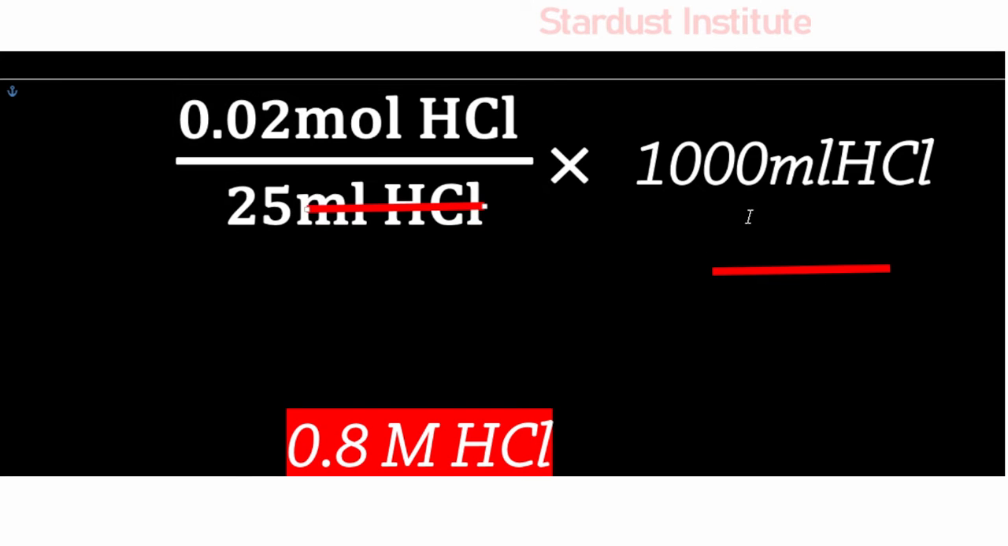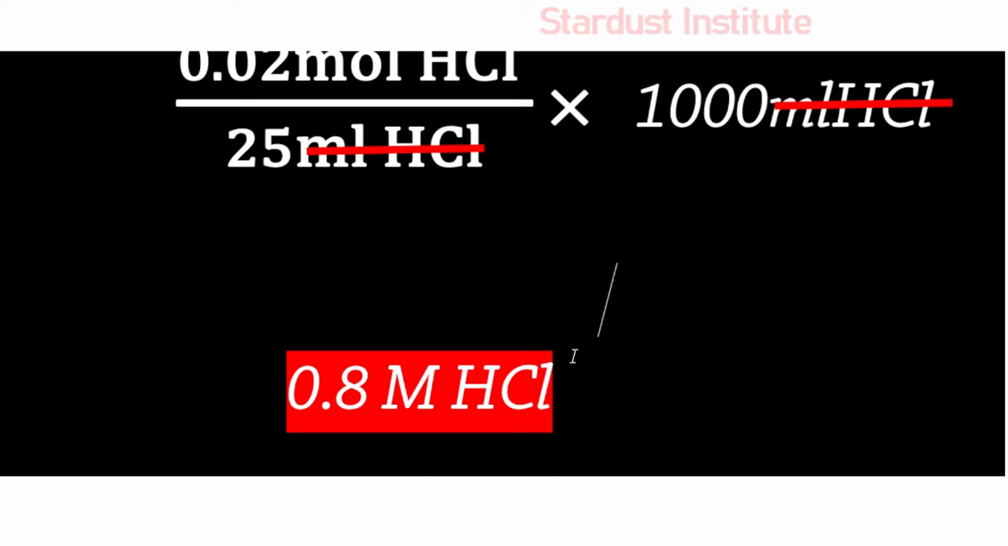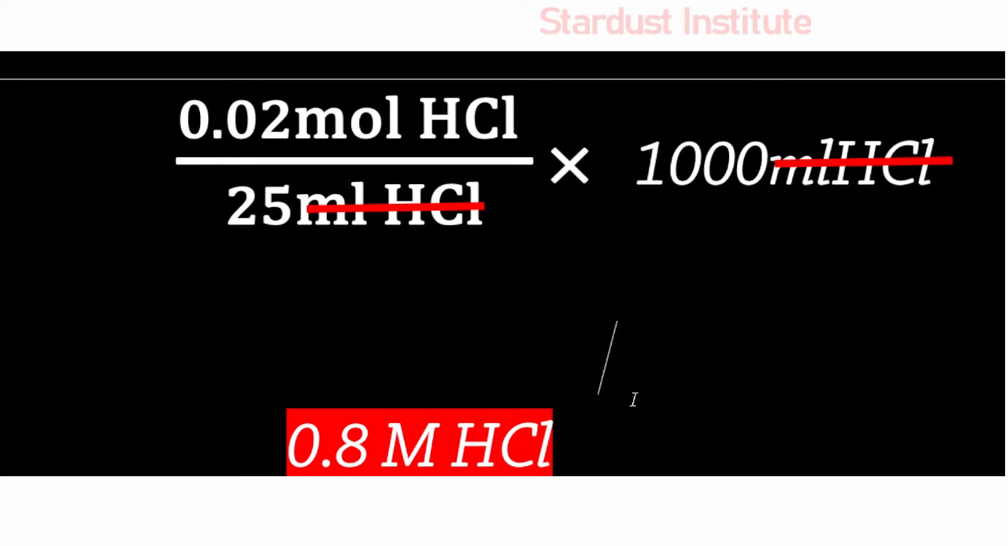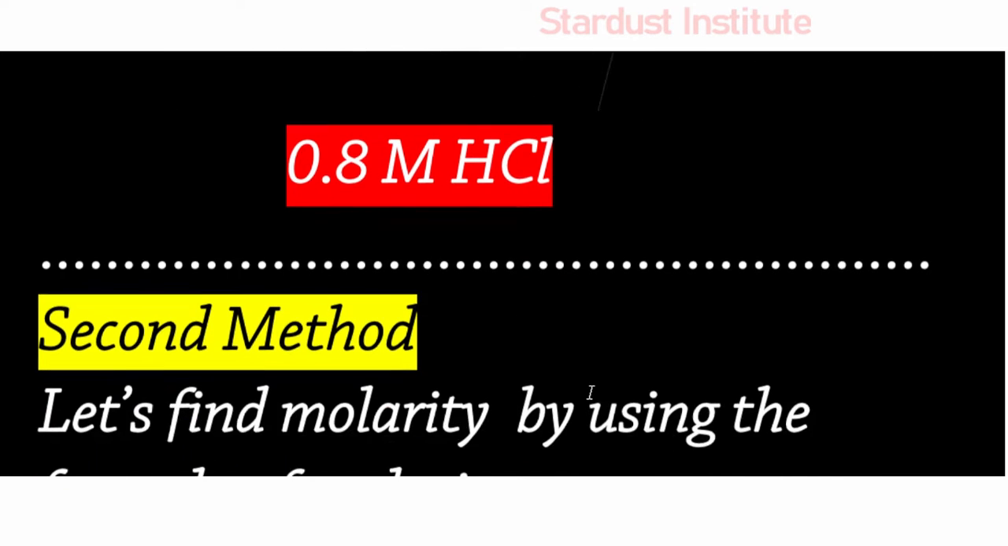Milliliter HCl, milliliter HCl. Then we get our answer, 0.8 m HCl. In 1000 milliliters of this HCl solution, there are 0.8 moles of HCl. The molarity of the HCl solution is 0.8 m. Our answer. Second method.